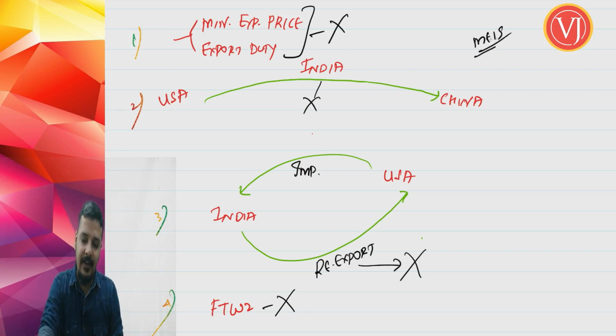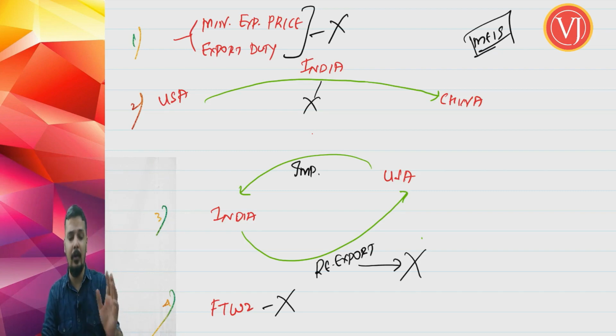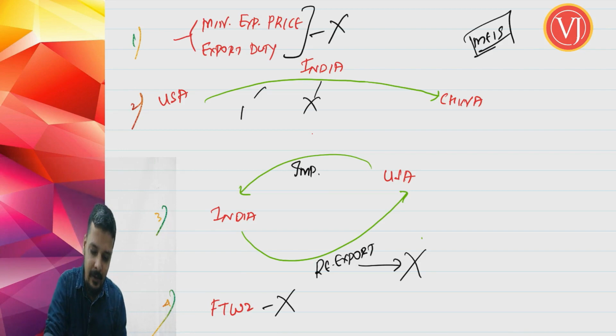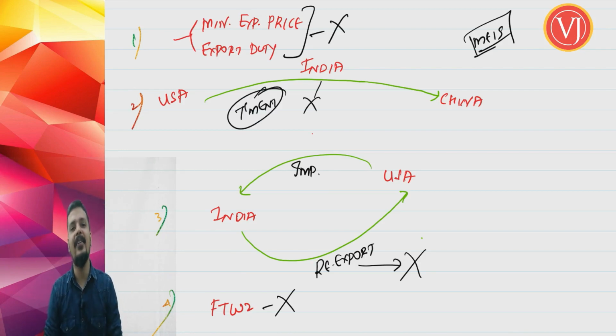If you see the special cases, you will find that actually there is an export. So India to USA, there is an export, but it requires minimum export price or export duty, don't count it. There is actually export when you talk about free trade warehousing zones, but don't count it. And there is an export when you talk about USA, India, China, but it is transshipment. It is a transshipment concept that you discuss in your customs, transit and transshipment. It is a transshipment case, not counted.